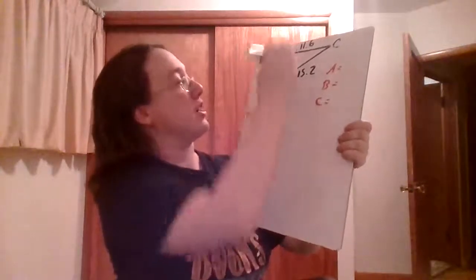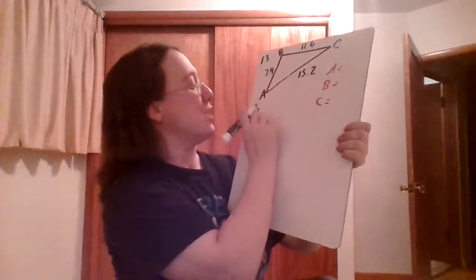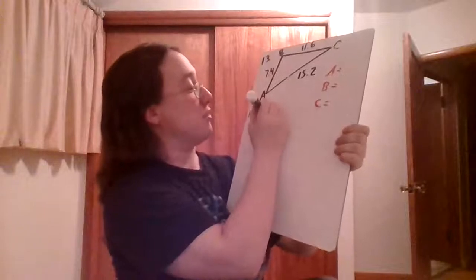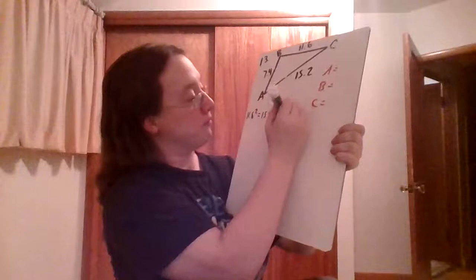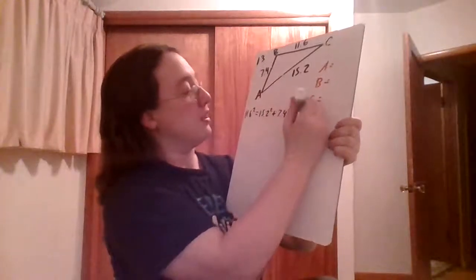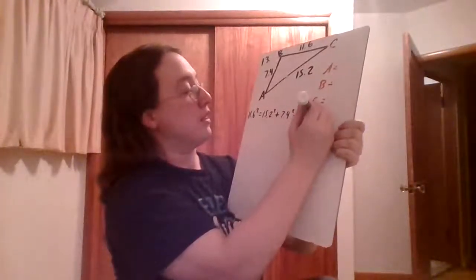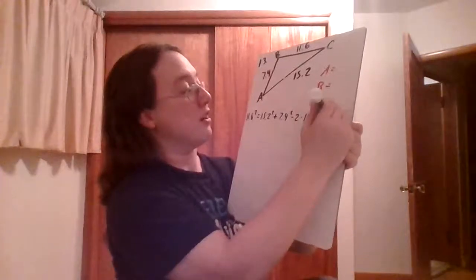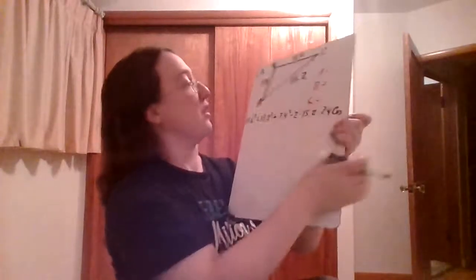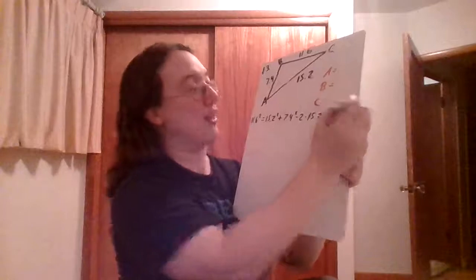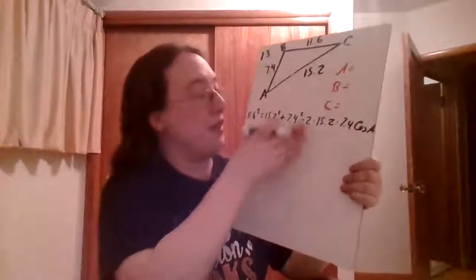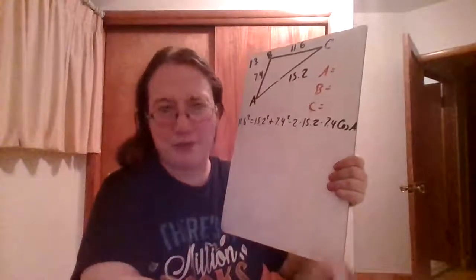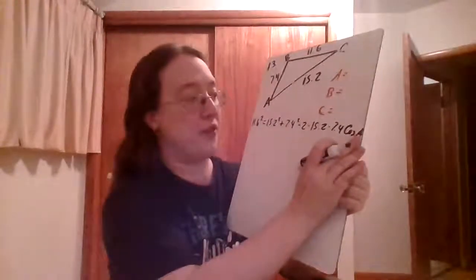Plus b squared, which is 15.2 squared, plus c squared, which is 7.4 squared, minus 2 times b times c cosine of A. Hey, almost fit. Okay, there we go. And nicely, once we've got this plugged in, it's a lot of stuff, but we're really just solving for this. We've got a lot of squares here, so we're going to square them.